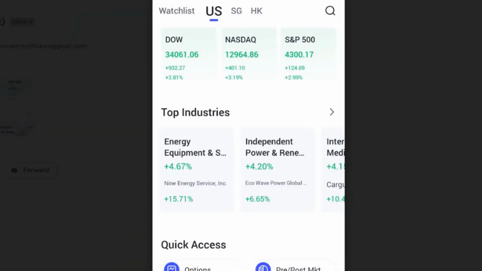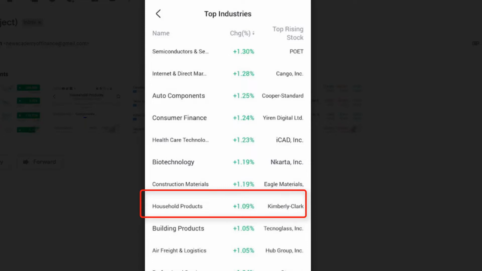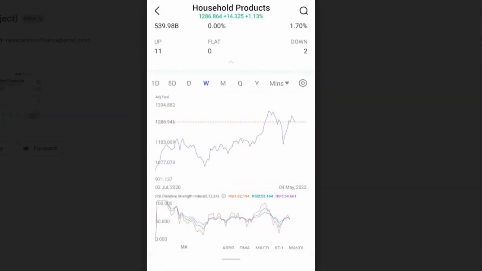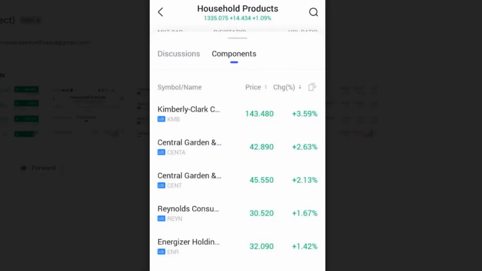Moving on to the US market, one feature that I like is its top industry segment. This is where I generate ideas on a macro level. For example, clicking into the household product segment, I noticed that this is a strong industry that's looking to breach its 52-week high level that was reached back at the start of the year. Clicking into its components, I can see the key stocks that make up this particular industry classification.